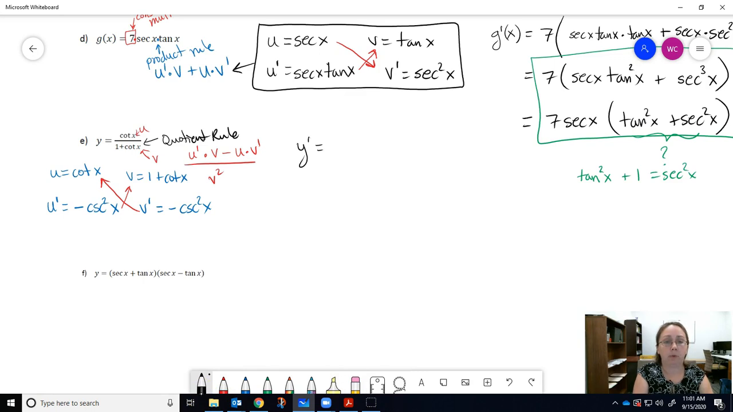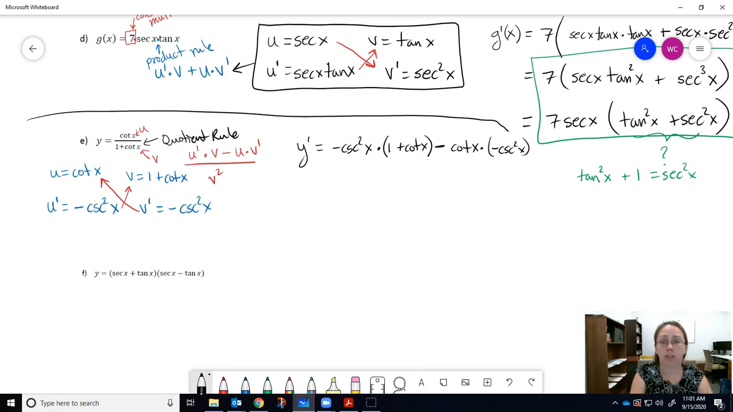So y prime, let me leave some room in case I need to simplify. So y prime is equal to, all right, u prime is negative cosecant squared of x times the original v. Make sure you put it in parentheses. Minus the original u, cotangent, times v prime, the derivative. Careful, it's got a negative, so make sure you put parentheses. Okay, draw a line to separate these because I got really close. There we go. All right, so let's clean it up.